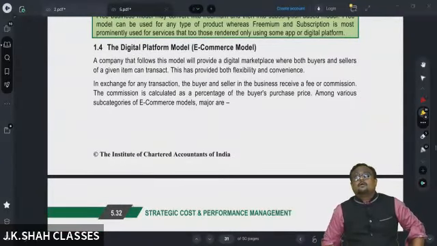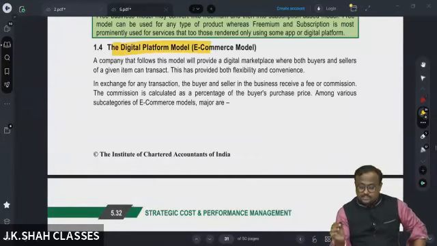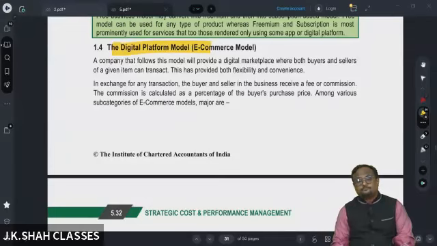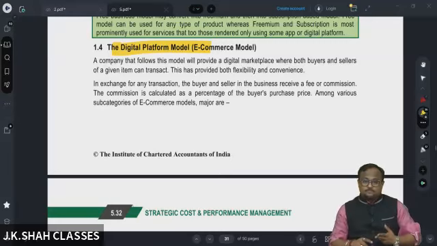Disruptive business model का pillar is digital platform. You take example of Amazon, Uber.